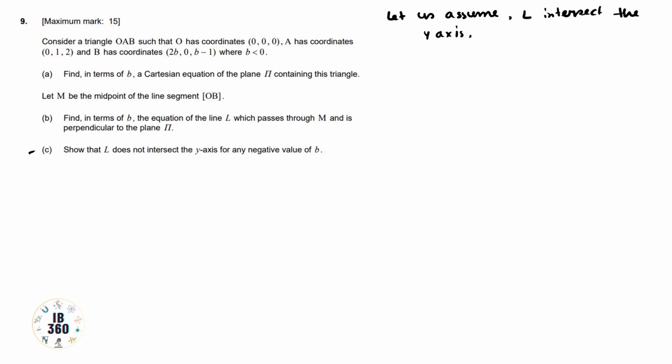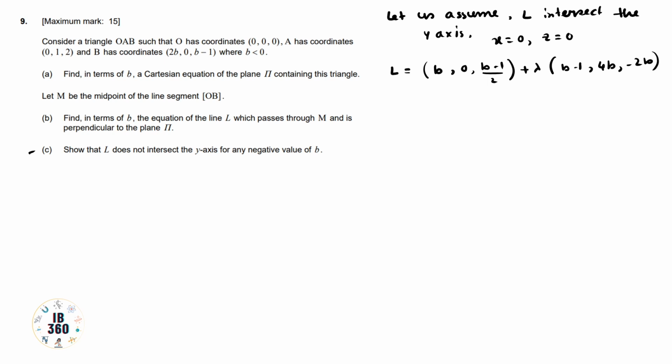If anything is intersecting the y-axis, it means that at that particular point the x value is 0 and the z value is 0. The equation of the line L, which we have already found, is b comma 0 comma b minus 1 divided by 2 plus lambda into b minus 1 comma 4b comma minus 2b. Now we are assuming that line L is intersecting the y-axis.